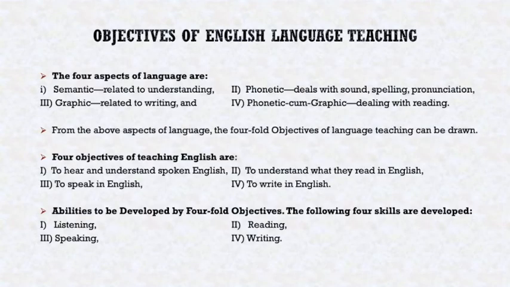The aspects of language. Number 1, semantic, that is related to understanding. Number 2, phonetics, that deals with sound, spelling, pronunciation. Number 3, graphic, that is related to writing. And the last, number 4, phonetic cum graphic, that deals with reading.